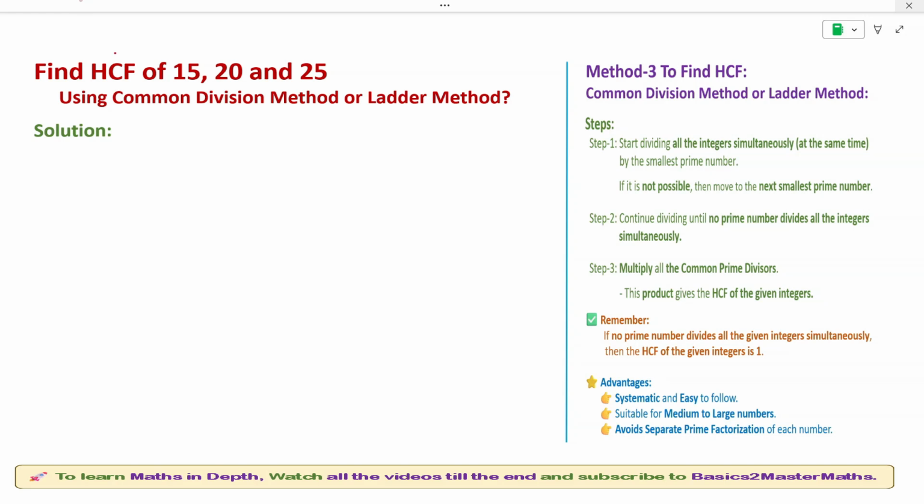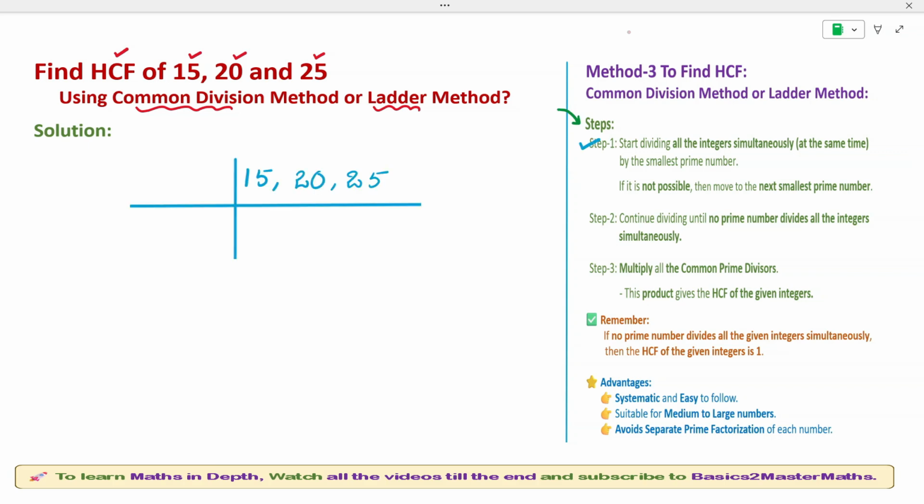Today, we will see how to find HCF of 15, 20 and 25 by common division method or ladder method. Let us follow the below steps and solve the problem. Step 1. Try dividing 15, 20 and 25 by the smallest prime 2.